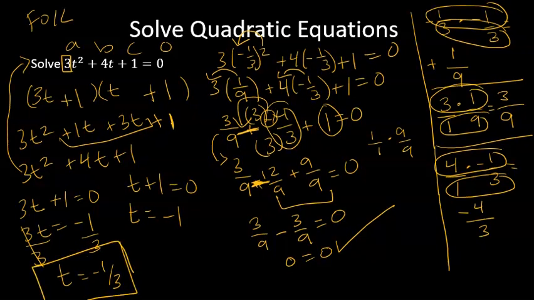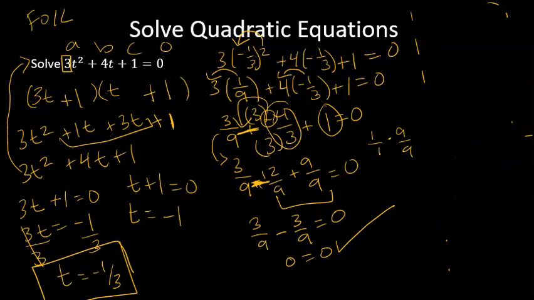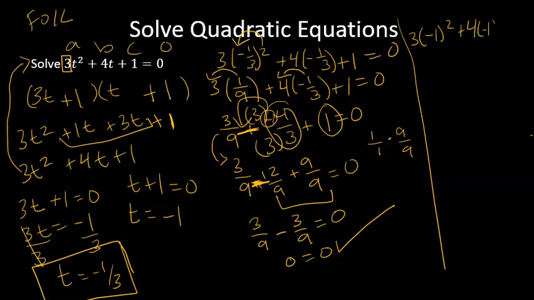This is the right fraction, right? So let's try the second one now, which is less tedious, less anxiety inducing. It's more straightforward, right? So what did we have? We have 3 times negative 1 squared plus 4 times negative 1 plus 1 equals 0.